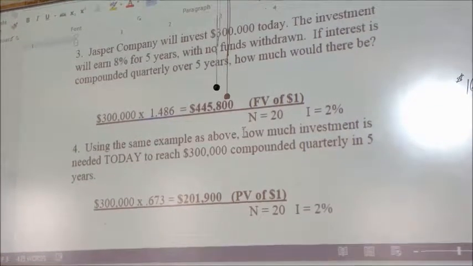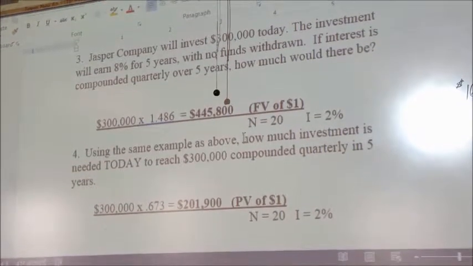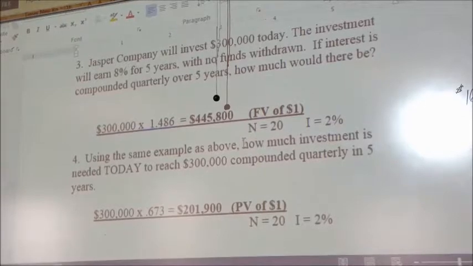I know the future amount in number 4. I don't know the present amount. So that's why I use the present value table.